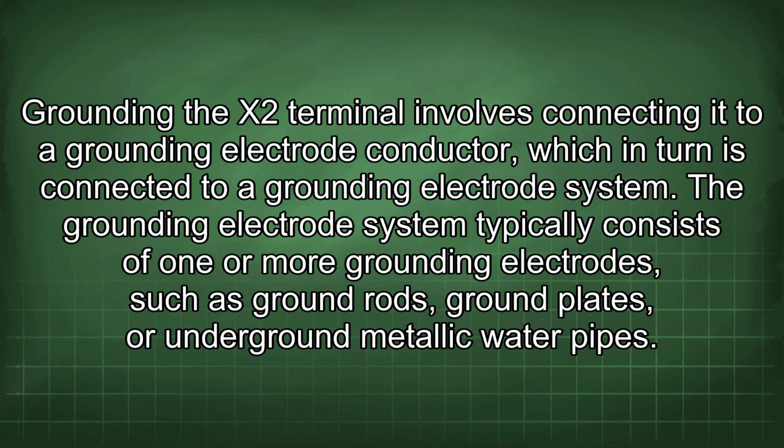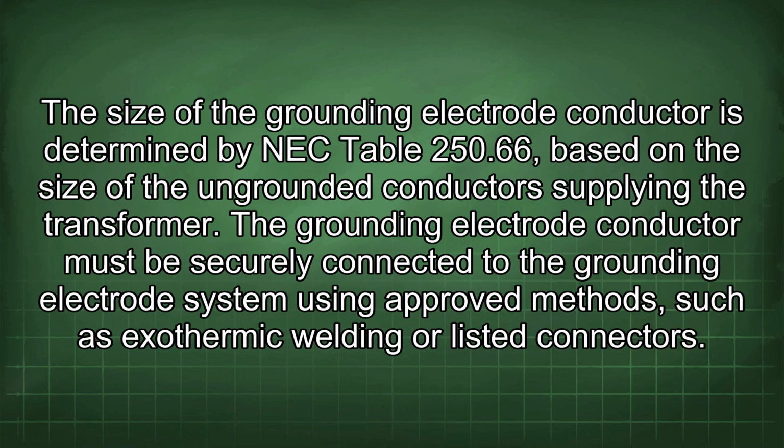Grounding the X2 terminal involves connecting it to a grounding electrode conductor, which in turn is connected to a grounding electrode system. The grounding electrode system typically consists of one or more grounding electrodes, such as ground rods, ground plates, or underground metallic water pipes. The size of the grounding electrode conductor is determined by NEC Table 250.66 based on the size of the ungrounded conductor supplying the transformer.